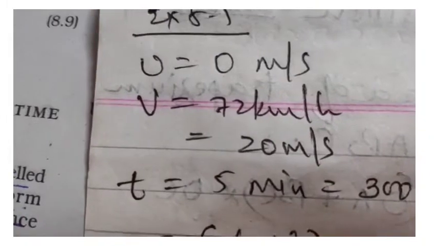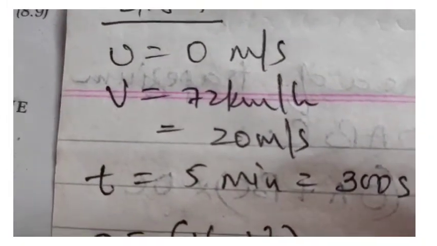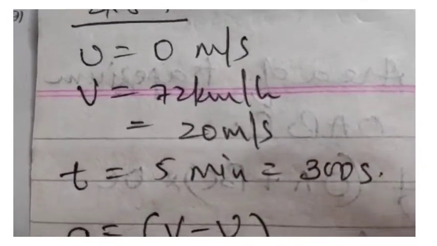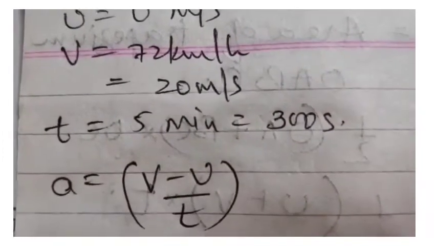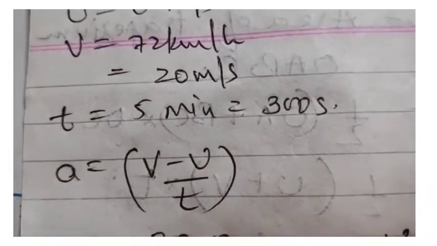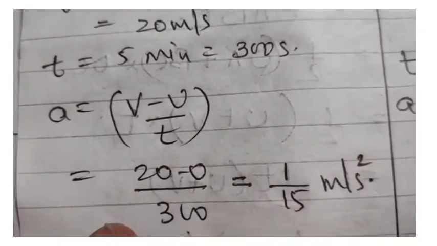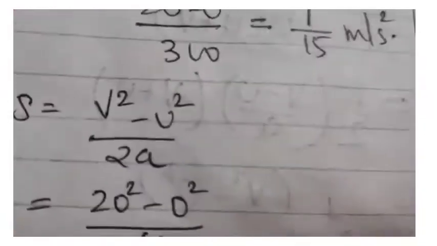Initial velocity is 0. Final velocity is 72 km per hour, which will become 20 meter per second. How did you convert it? Remember? Multiply 72 by 5 by 18. And the time is 5 minutes, meaning 300 seconds. So A is equal to V minus U upon T. If you have to find acceleration, 20 minus 0 upon 300 comes to 1 by 15 meter per second square, because it is acceleration, correct?